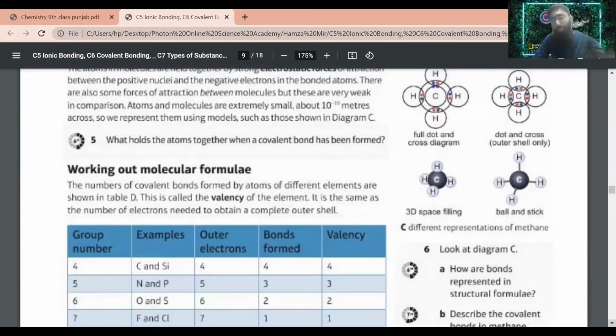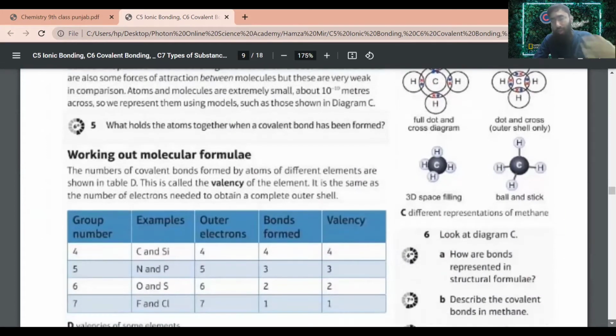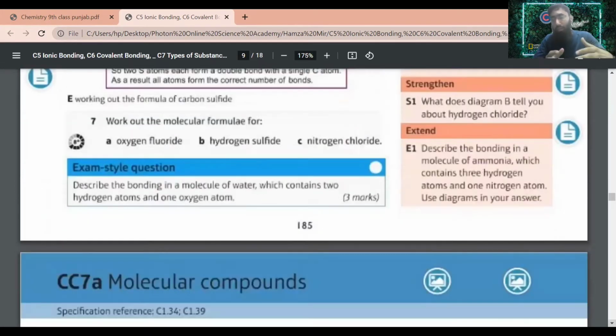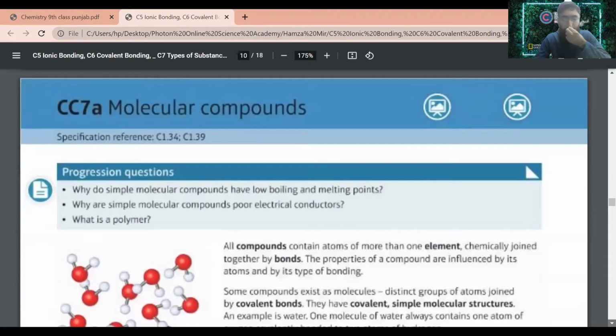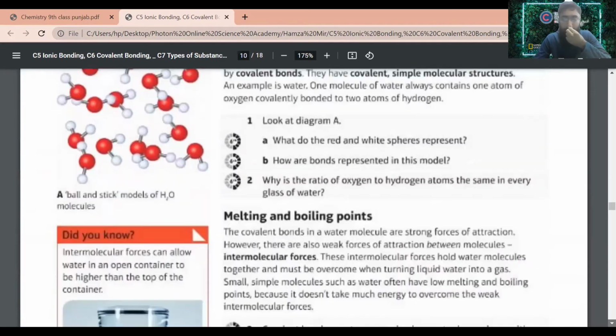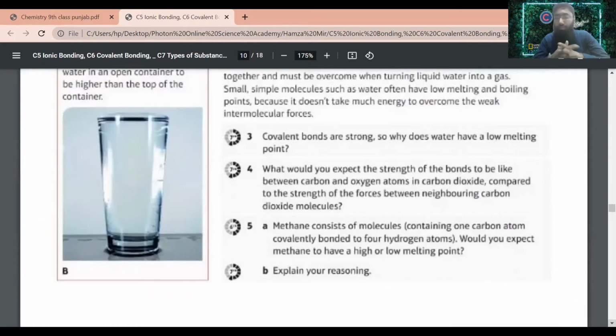Usually the questions from such topics will be asked like that: Why do few molecules have low boiling point? Why do few molecules have high boiling point? So today we are going to discuss this question. Previously we discussed question number 3. Now we will discuss question number 4.